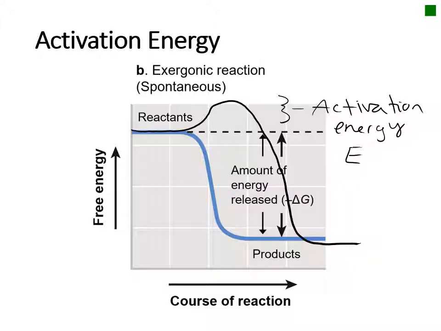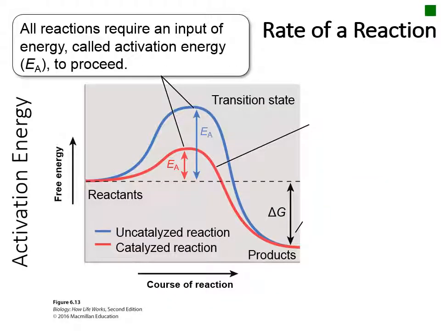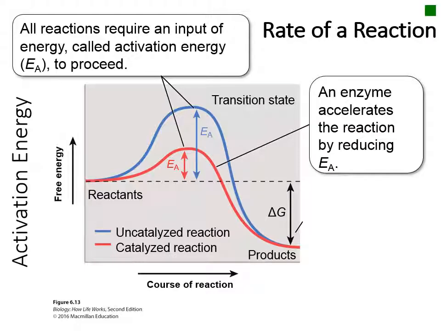Also designated EA. The activation energy is used to generate an unstable transition state of the reaction. The lower the activation energy of a reaction, the faster it will occur, because less energy is required to get the unstable transition state to form. Enzymes function as biological catalysts by lowering the activation energy required by a chemical reaction.